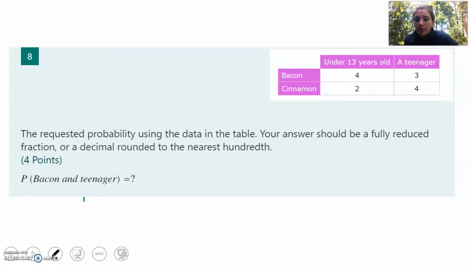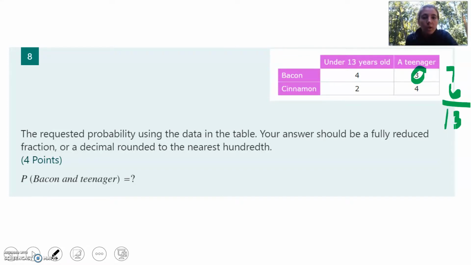Your answer should be a fully reduced fraction. Bacon and teenager. Right, that's these 3 right here. It's where the bacon and the teenager row and column meet. We just need our totals to determine a probability. 4 plus 3 is 7. 2 plus 4 is 6, which gives us 13.